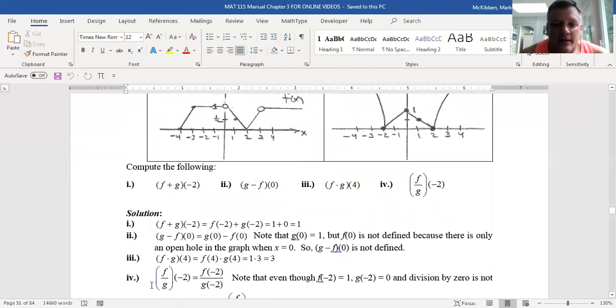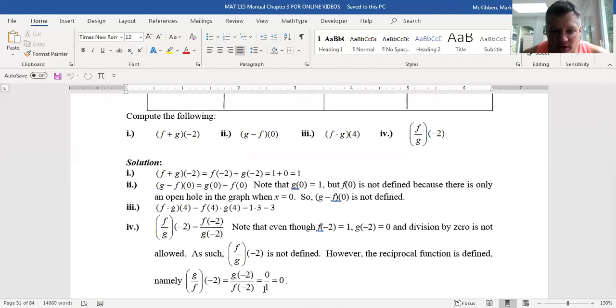And then finally, the quotient f over g at minus 2 is f of minus 2 over g of minus 2. f of minus 2 is 1, just by looking at the y-coordinate of the graph. g of minus 2 is 0. And so what you would get, unfortunately, here is 1 over 0. 1 over 0 is not defined, and so f over g of minus 2 is not defined. Okay. However, if you looked at the reciprocal function instead, if you looked at g over f at minus 2, then I'm flipping those over.